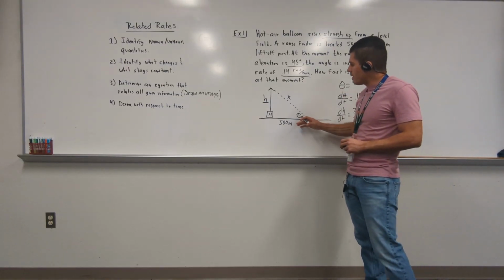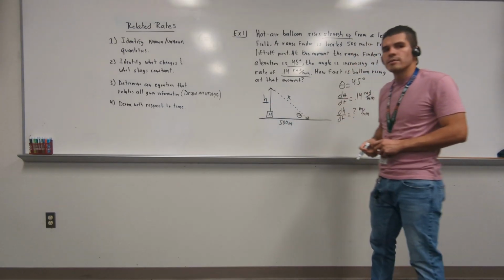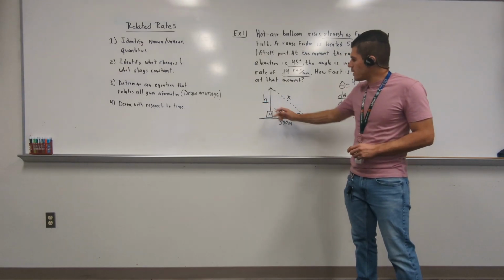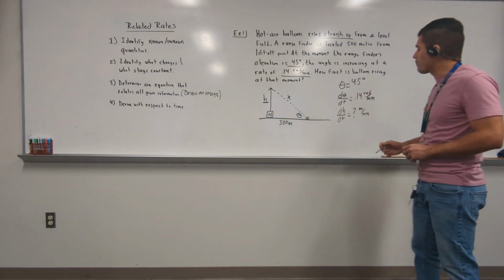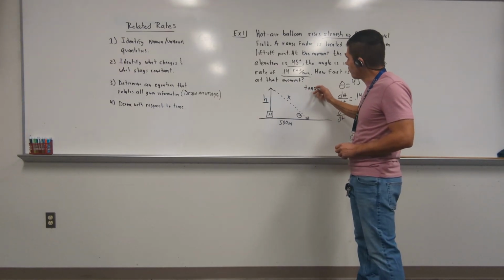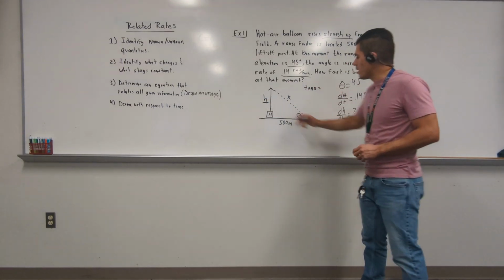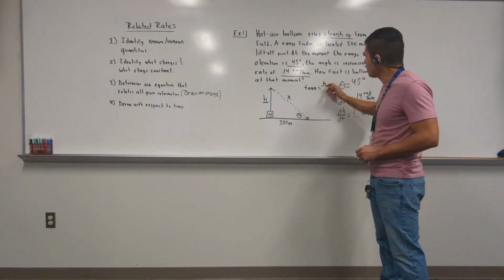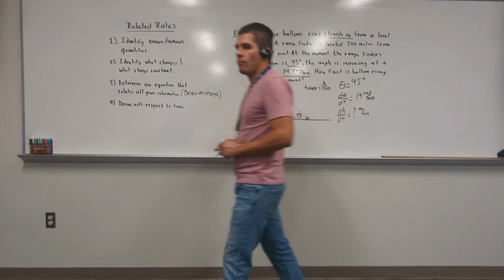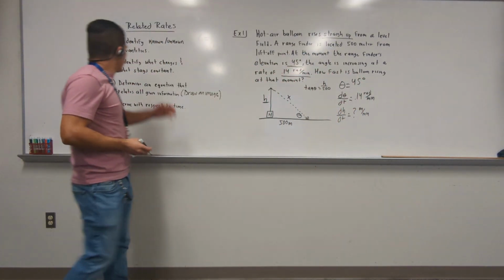So I think it's a good idea for me to come up with an expression that I can relate theta and h that doesn't include x. So I'm thinking in this case that I can use the opposite side and the adjacent side. So I'm thinking I could use the expression tangent of theta is equal to h over 500. Okay. So I've identified that.